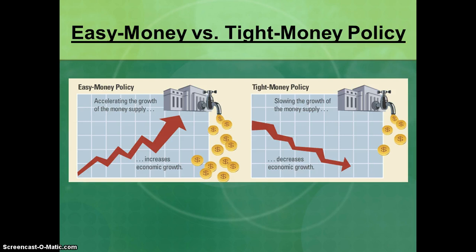When the Federal Reserve decides to create an easy money policy to increase economic growth, they turn on the faucet, which accelerates the growth of the money supply. When they want to have tight or contractionary monetary policy, that is slowing down the growth of the money supply and slowing down the economy, they turn off the faucet, so to speak, and practice tight money policies. So just like fiscal policy, there is contractionary and expansionary. However, they each utilize different tools.